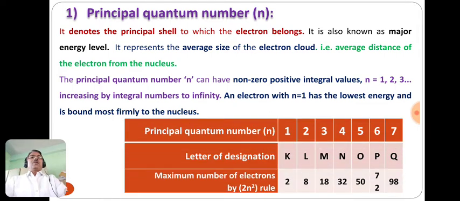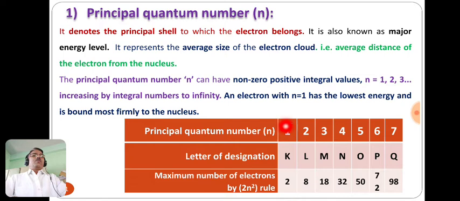Now the principal quantum numbers are denoted by the letter n, and their values are integral and non-zero, starting from 1, 2, 3, etc. These energy levels may also be denoted by the letters K, L, M, N, all capital letters. And the maximum number of electrons that are accommodated in these energy levels or principal quantum numbers are calculated using this formula, twice n square rule.